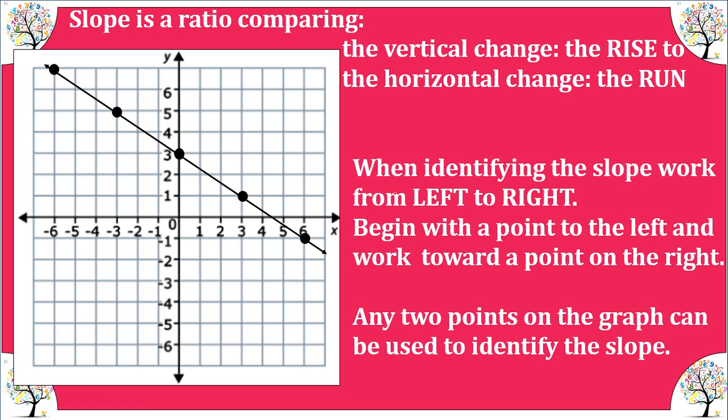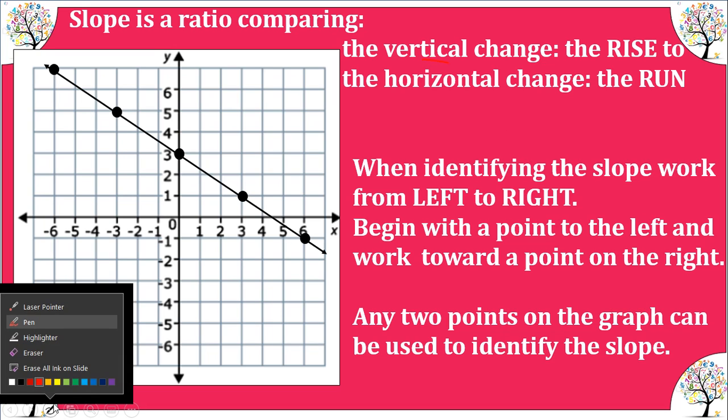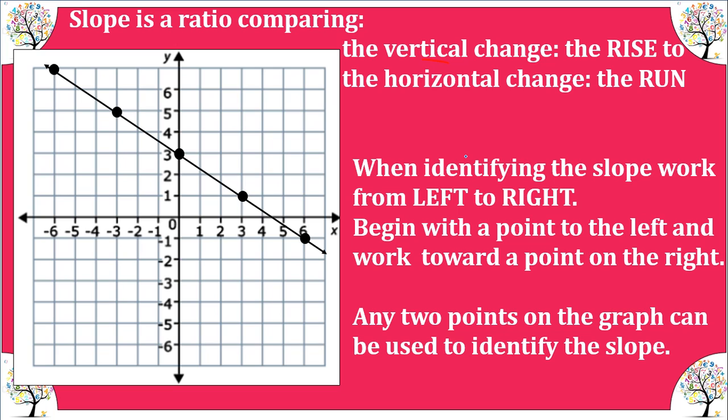Slope is a ratio that compares the vertical change to the horizontal change. This is also known as rise over run. Let's take a look at this graph and find the slope.